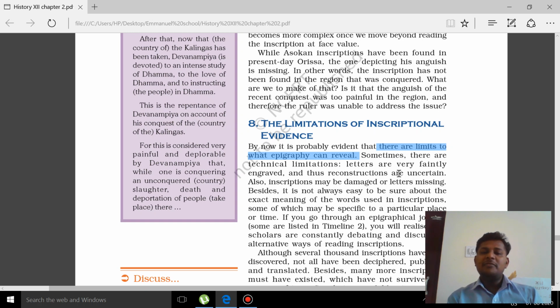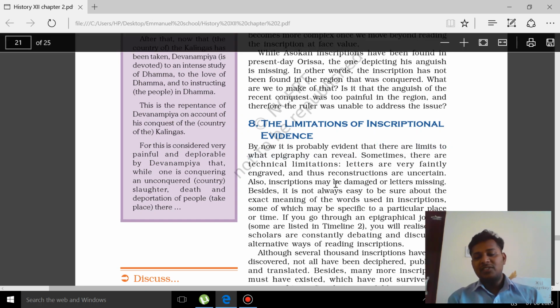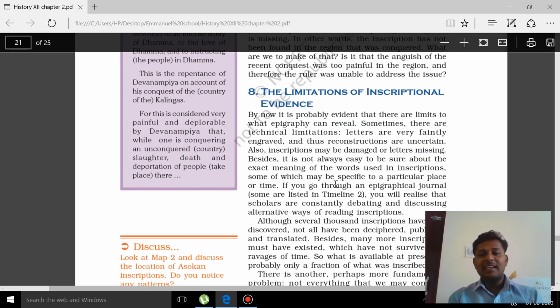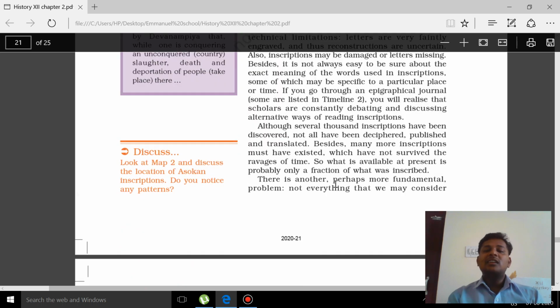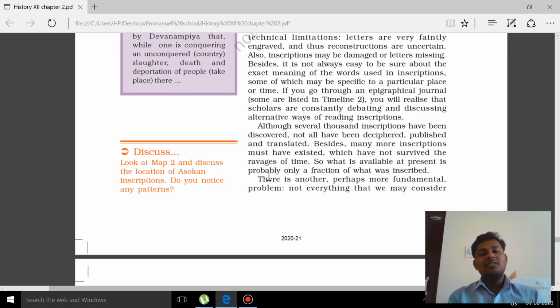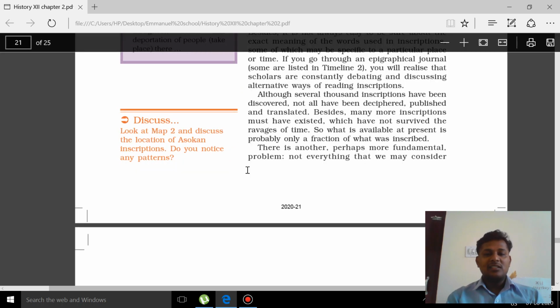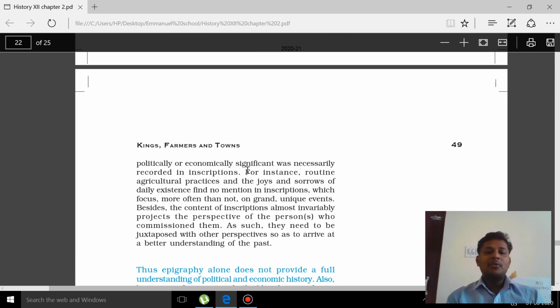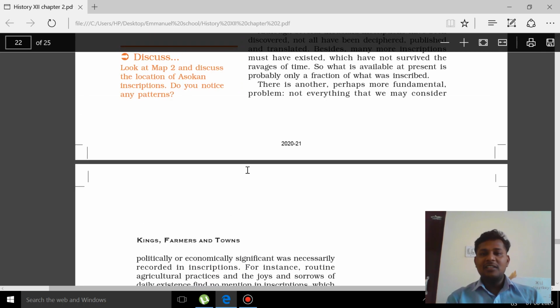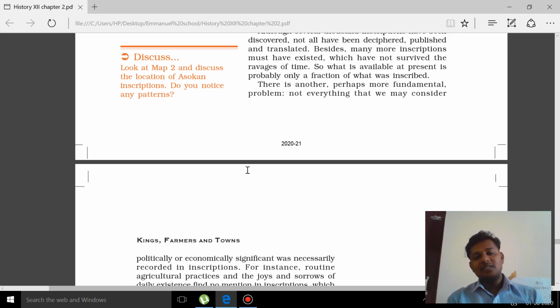First, letters are very finely engraved, so very difficult to reconstruct them. And the inscription जो भी अभी existing है is very damaged and letters missing, so we cannot have the exact meaning of this. That is the second point. Third point, whatever we have, it's just a fraction of what was inscribed, because it has not survived the ravages of time. That's the third point. Fourth fundamental problem is what is existing is not everything of the problems, political, economic, and social, recorded in the inscription.